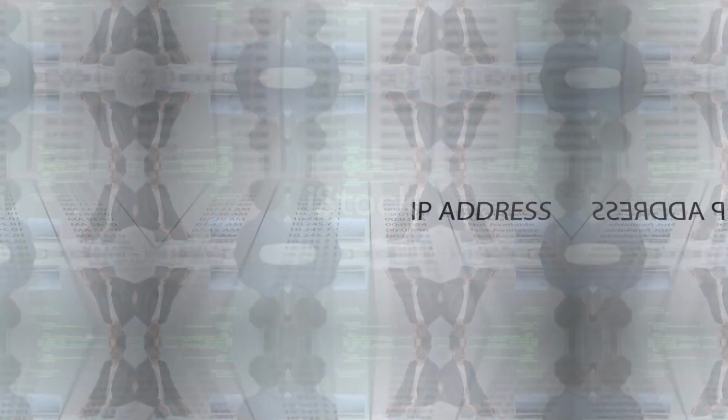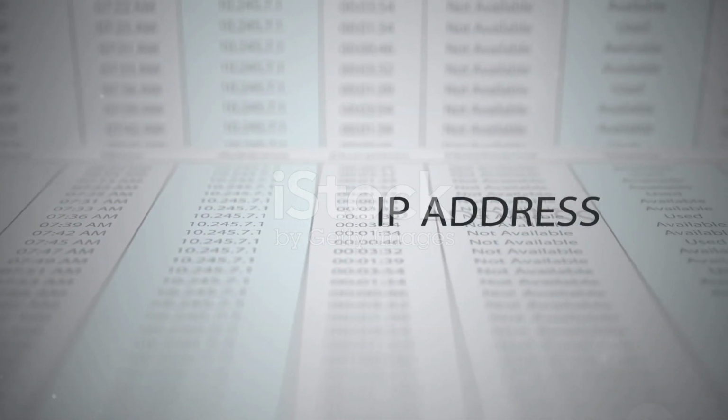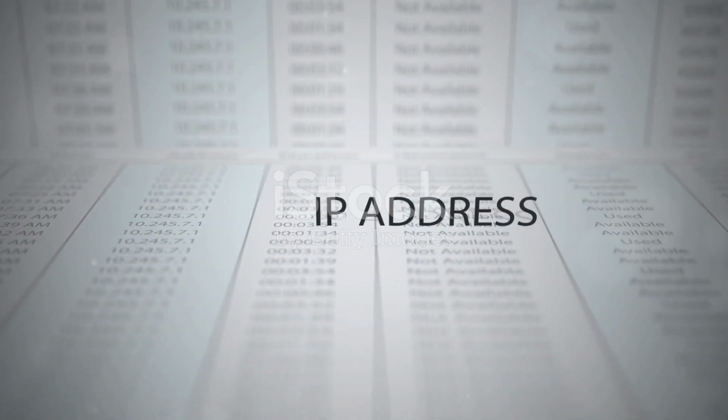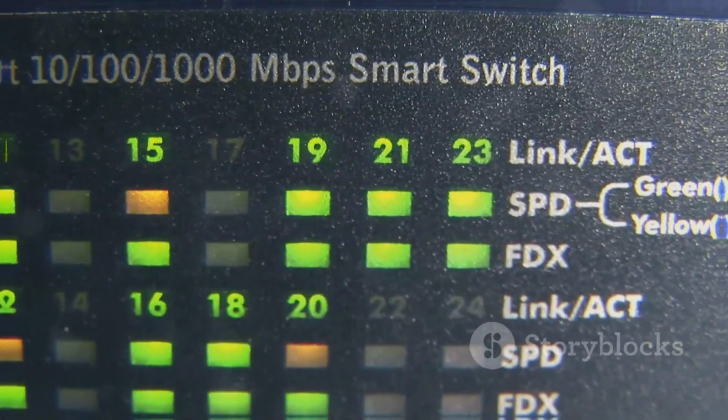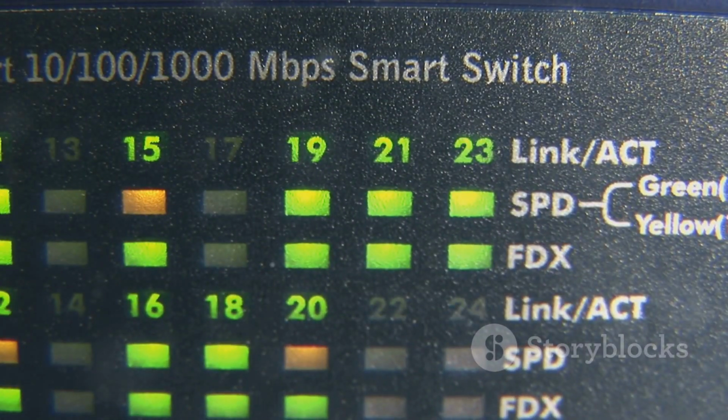Technical skills. Question 1. What is the difference between a static IP and a dynamic IP? A static IP address does not change and is manually assigned, while a dynamic IP address is automatically assigned by a DHCP server and can change.